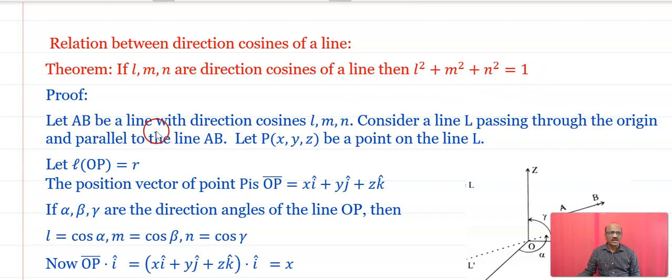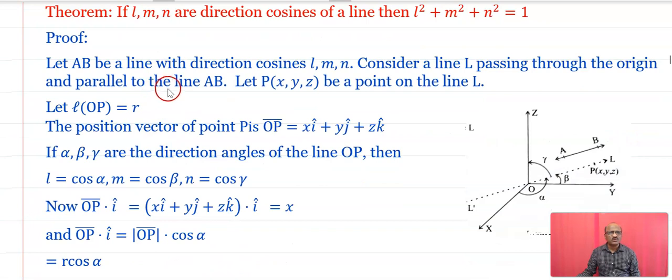Let AB be a line with the direction cosines L, M, N. Consider a line L passing through the origin and parallel to the line AB. Let P(x, y, z) be a point on the line L, with the length OP equal to R.